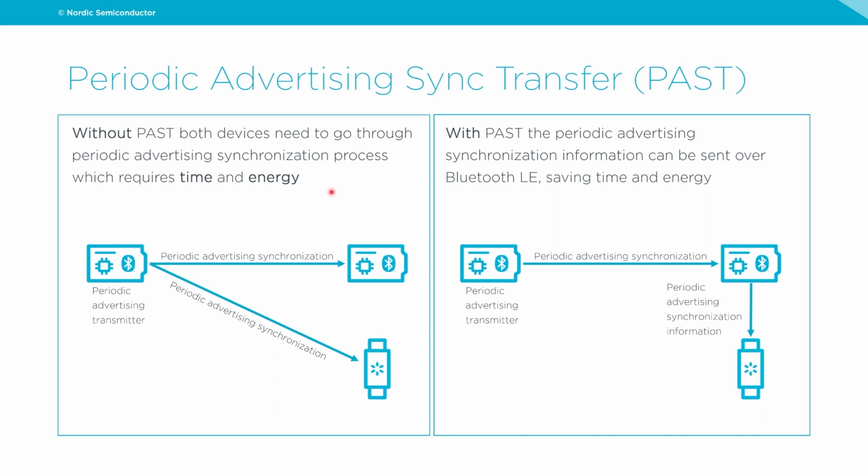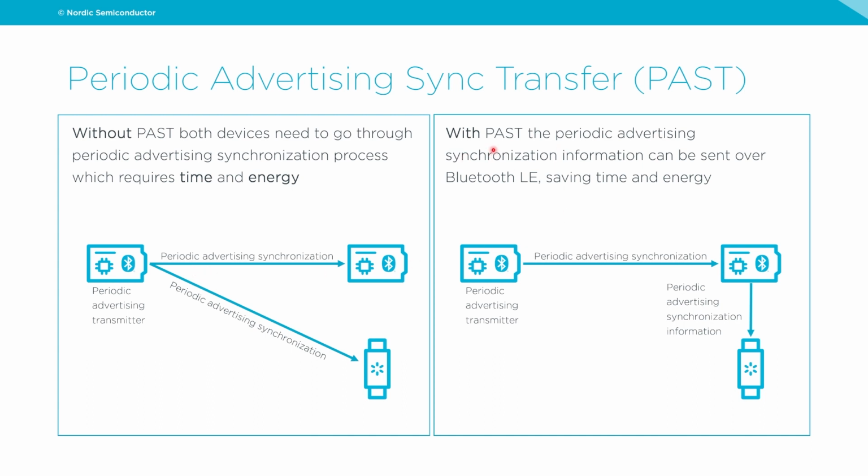Going into a little bit of detail on some of these features. So the periodic advertising sync transfer, just trying to visualize what this means in practice. If you have a device that is a periodic advertising transmitter, and you have two devices that want to synchronize, without this feature, they would have to individually go through the synchronization process, which carries a penalty in terms of energy consumption, as it requires quite a bit of radio duty cycle.